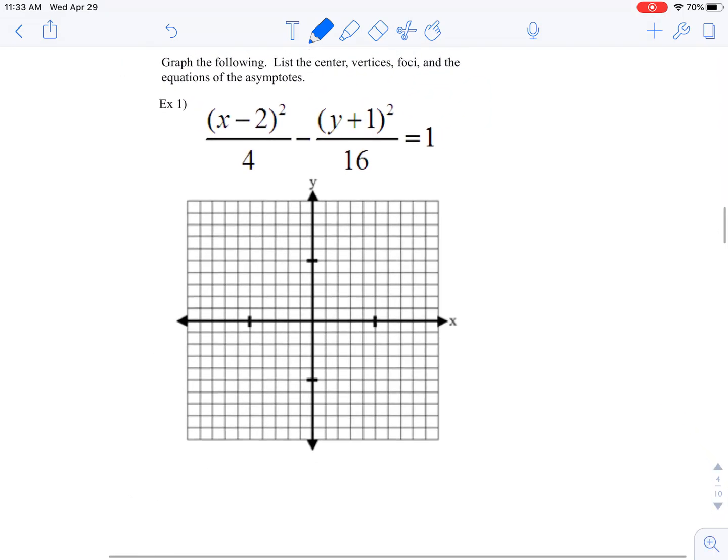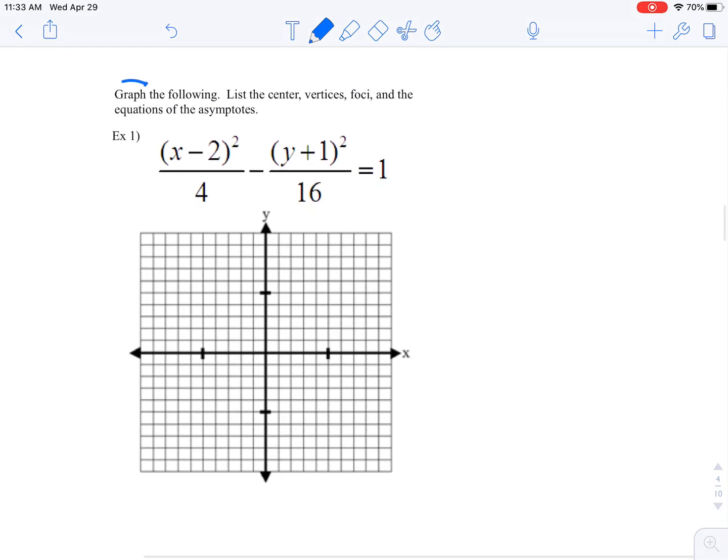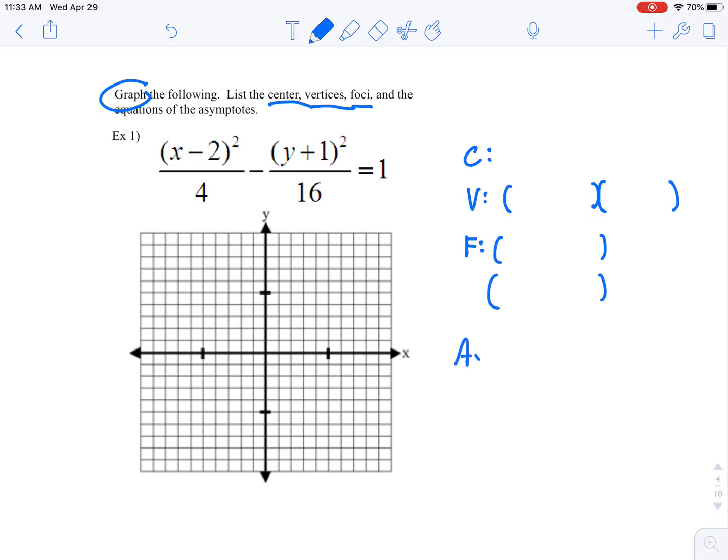First, what we want to do here is graph the equation. Then we're going to list the center point, the vertices, there will be 2 of them. The focal points, again, there will be 2 of them. And we want the equations for the asymptote. So we're going to have to do a little bit of work there to write those equations.